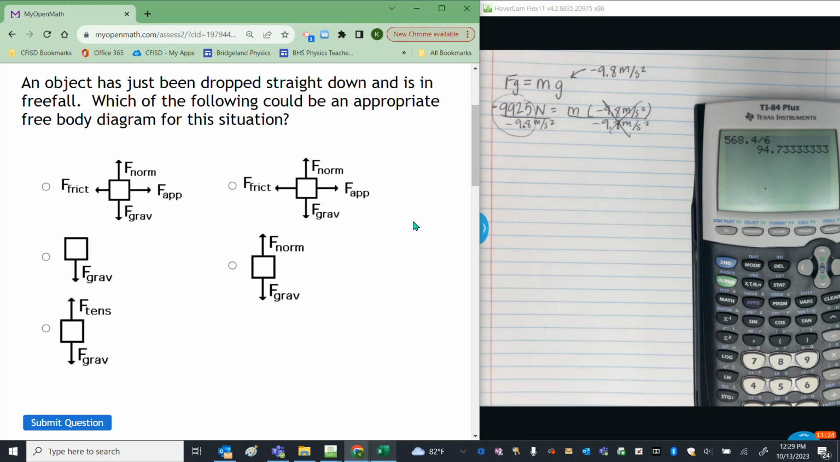And part of our definition of free fall is that an object is in free fall when the only force acting on it is gravity. And so that's the only force I should see in a free body diagram for something in free fall, is the force of gravity. That's it. So we're just going to pick that one right there.